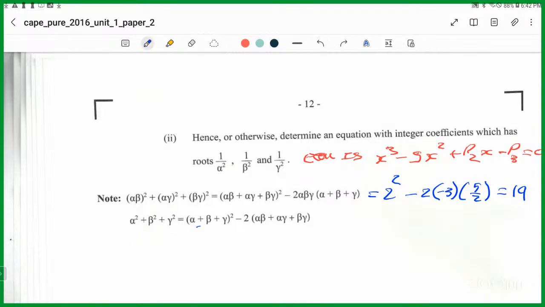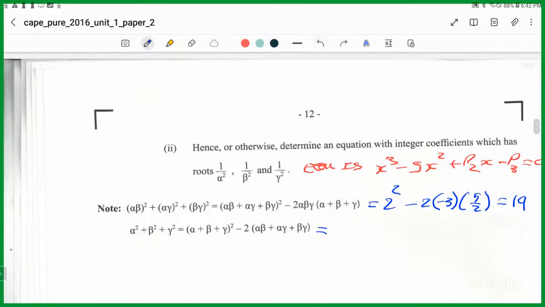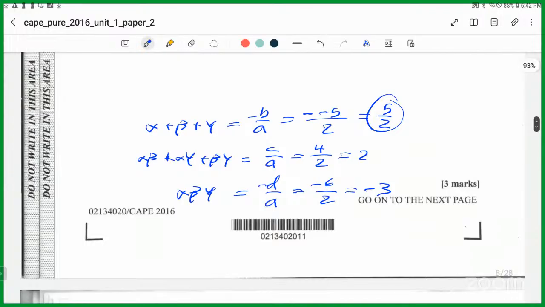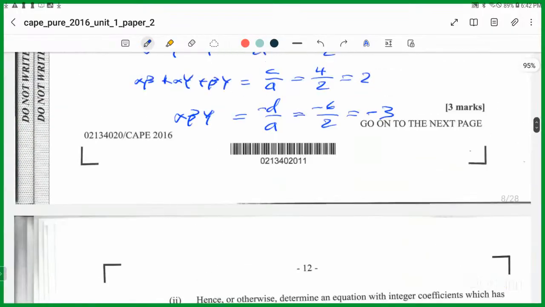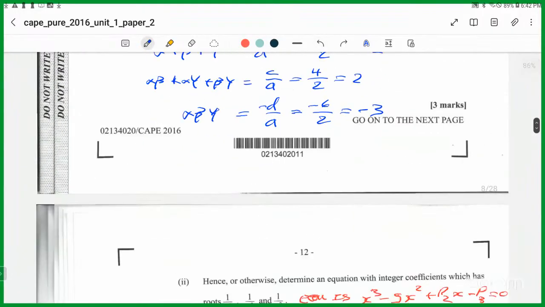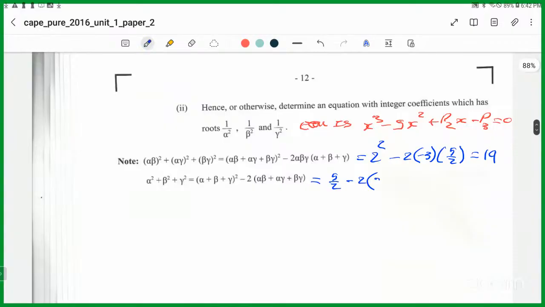Then this now, that's the square. We can work this out again. So we have a sum and this. So this becomes equal to the sum up here, which was 5 over 2, minus 2 times the pairwise product. The pairwise product is this 2 right here. So 2 times 2. So now this is 5 over 2 minus 4. This 4 is the same as 8 over 2. 5 minus 8 is negative 3 over 2. Alright, so we have those two values.